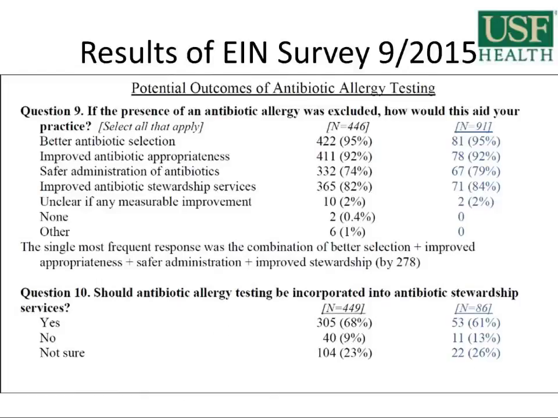So, there was a recent EIN survey of infectious disease physicians, September 2015, with a lot of questions about antibiotic allergies. Number 9 here says, if the presence of an antibiotic allergy was excluded, how would this aid your practice? And there you can see there's a lot of different answers here. Better antibiotic selection, improved antibiotic appropriateness, safer administration of antibiotics, improved stewardship services. So the single most frequent response was the combination of better selection plus improved appropriateness plus safer administration and improved stewardship. So more of an all of the above there.